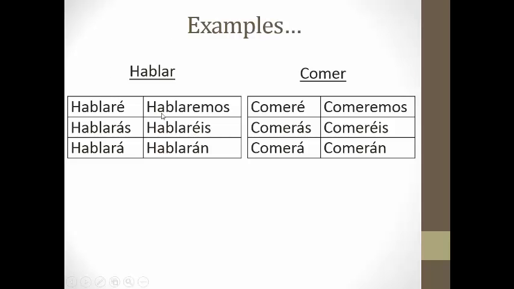Okay, an easy way to remember these future tense endings, okay, is that your e's are in the yo and the we. So the e's are at the top. All the rest of these endings are a's. Okay, they start with an a. Just a little hint here that might help you in remembering these endings.